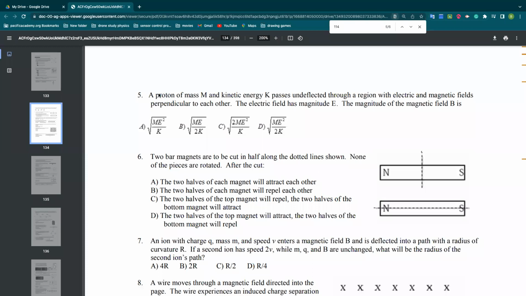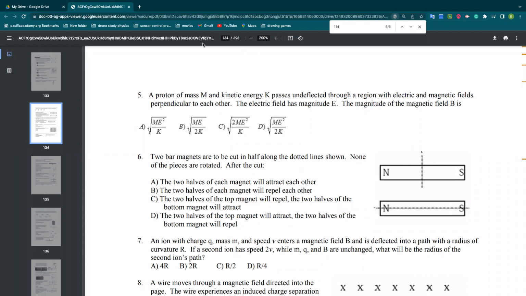Question 5. A proton of mass m and kinetic energy K passes undeflected through a region with electric and magnetic fields perpendicular to each other. The electric field has magnitude E. The magnitude of the magnetic field B is.